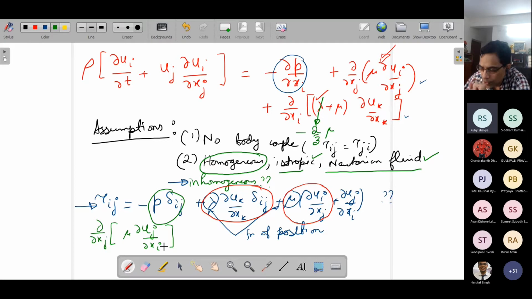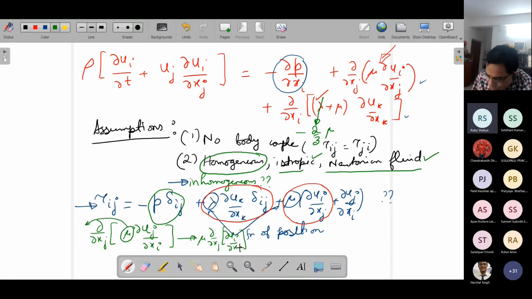So we wrote this as, I'm just writing what we wrote this as. So what we did, two steps we did here. One is we assume that mu is not a function of position. That is where an explicit consideration of homogeneous is coming. So that is coming out of the derivative.